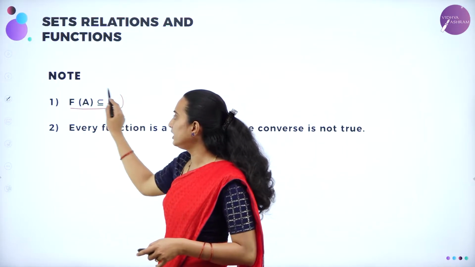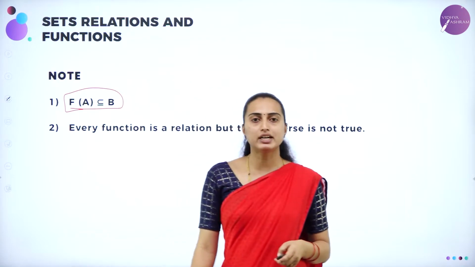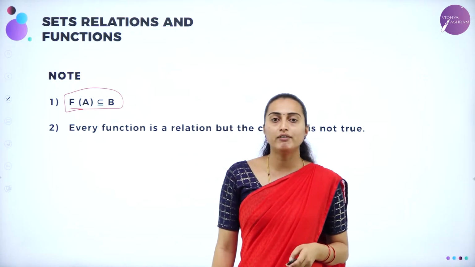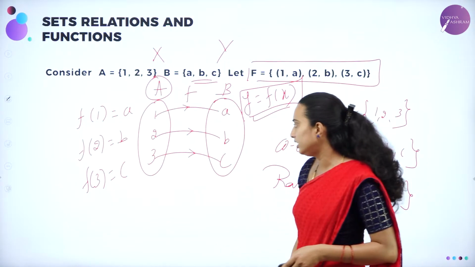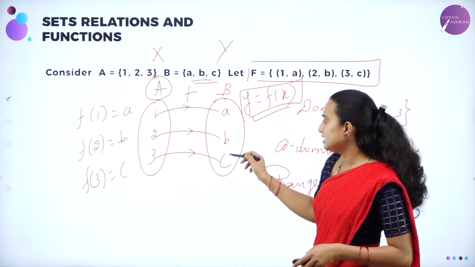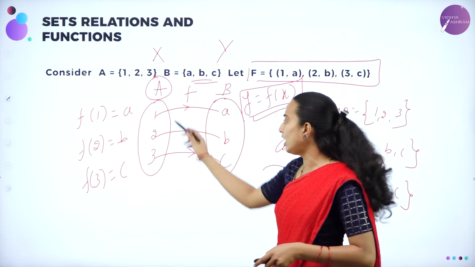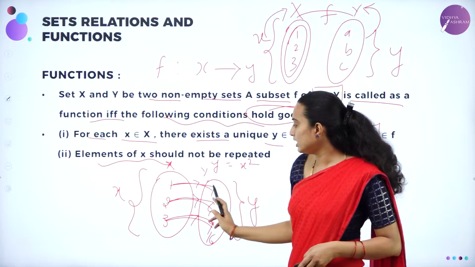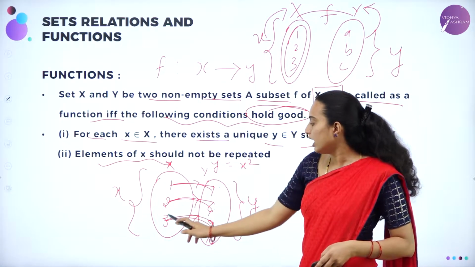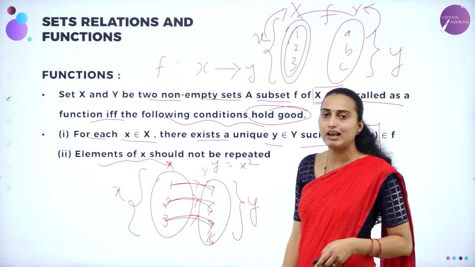F of A is contained in B. What does F of A is contained in B mean? It means F of A is always a subset of B. You can check over here, dear students. See, A, B, C is nothing but F of 1, 2, 3. Similarly, F of 1 is 1, F of 2 is 4, F of 3 is 9. But one element is left out here.